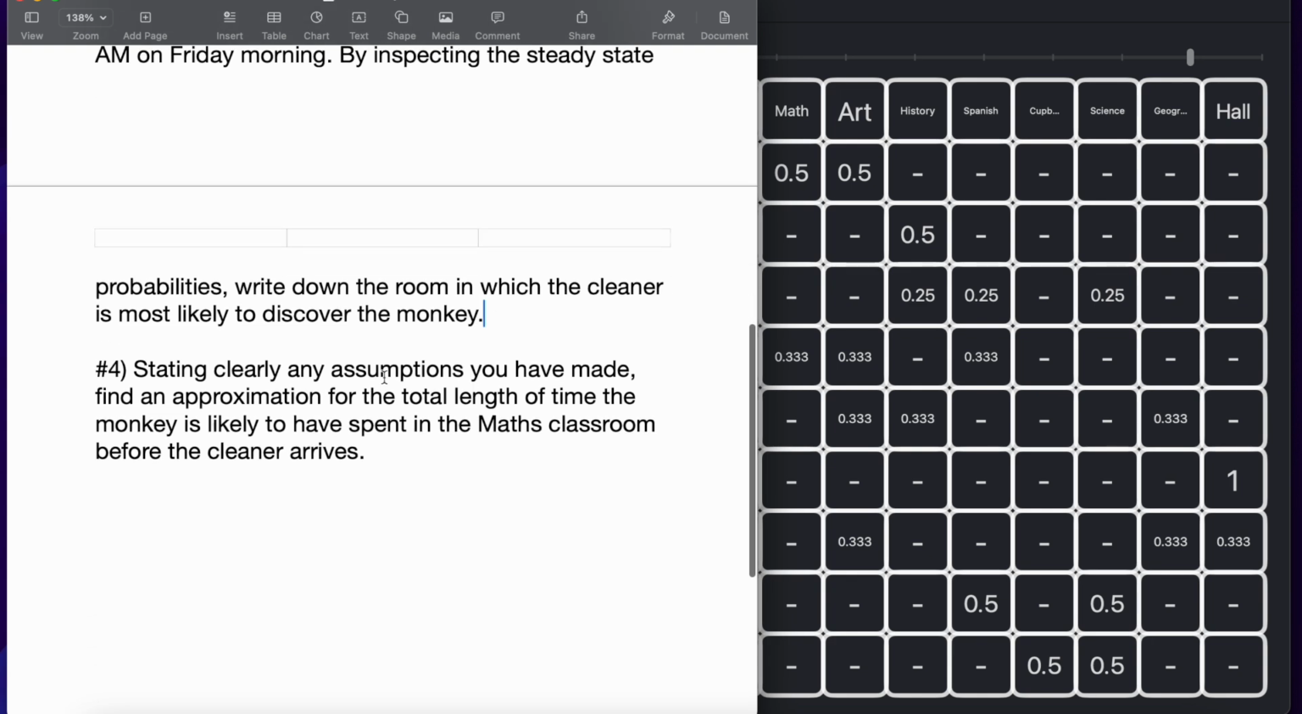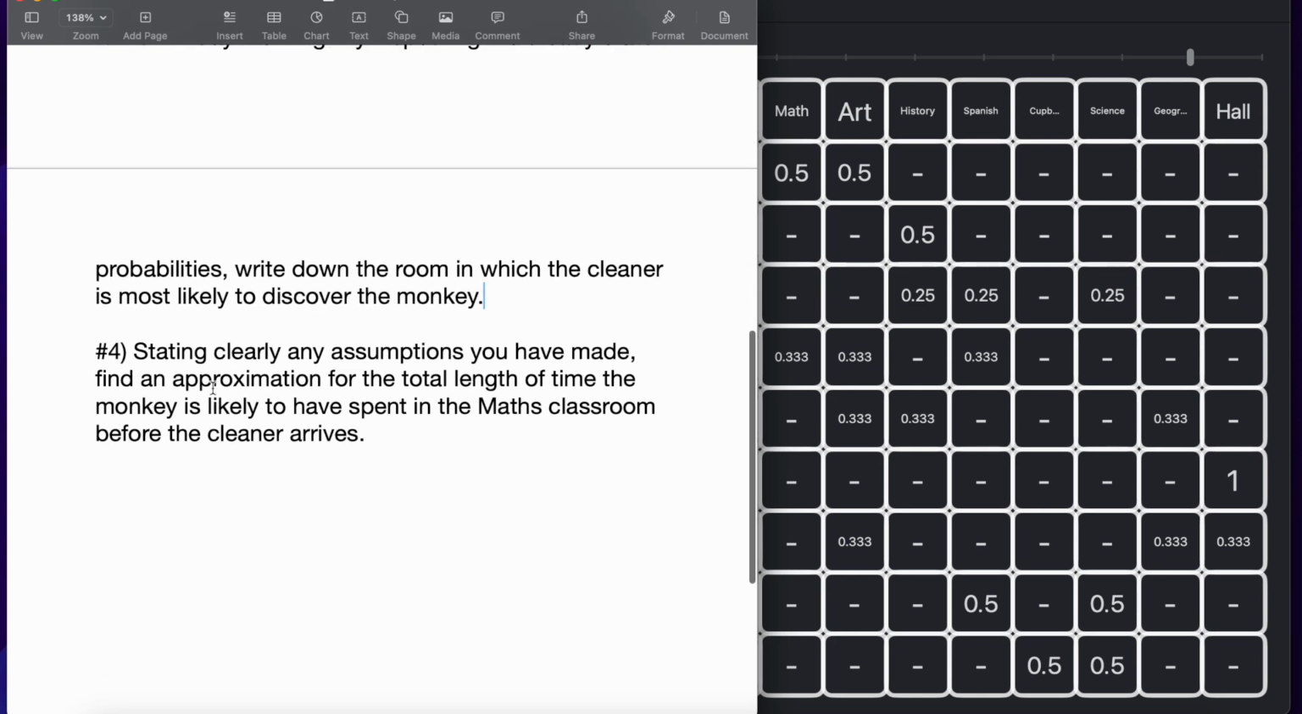Finally, we're on to question number 4. Stating clearly any assumptions you have made, find an approximation for the total length of time the monkey is likely to have spent in the math classroom before the cleaner arrives.